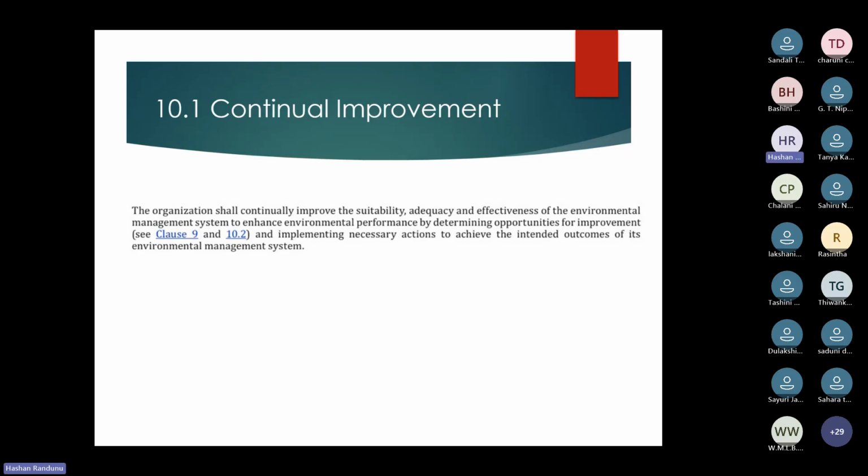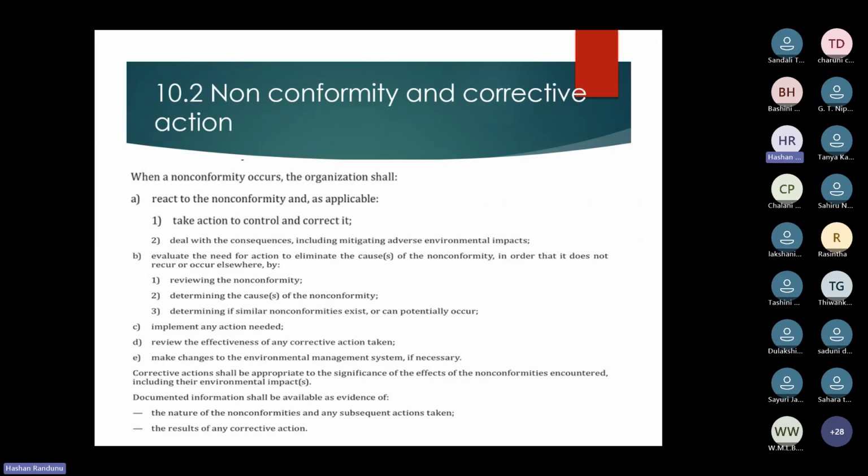So when we talk about continual improvement, we can identify the improvement opportunities from the analysis we have done in clause number 9.1. We can also identify opportunities for improvement from internal audits as well as management review meetings. So those are the areas where we get improvement points, the inputs for continual improvement, right?